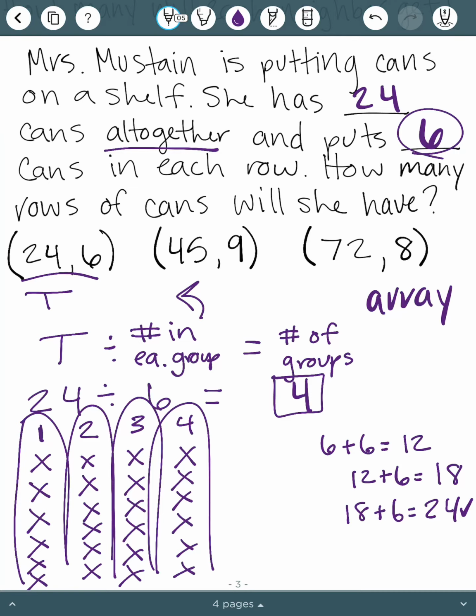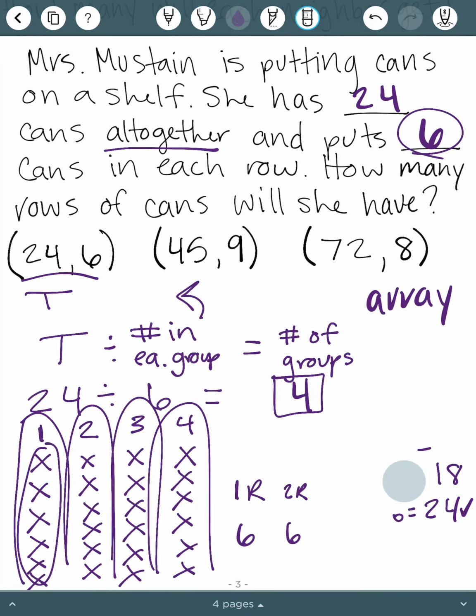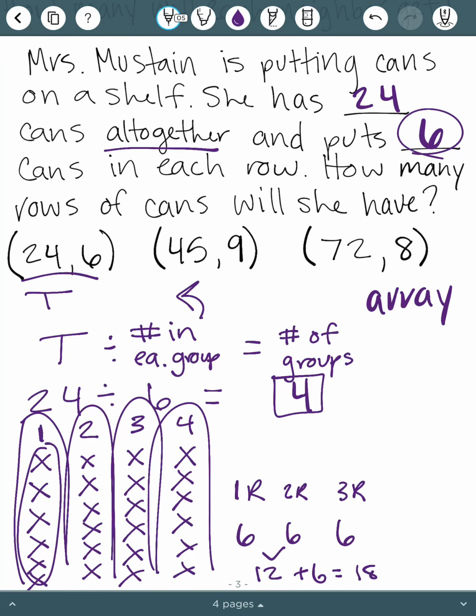I just like that way because we know for sure that 1 row is going to be made up of 6. They can also just show it as a number. So I'm going to put 1 row, 1 R for row. We could do 6. 2 rows will be 6. I'll erase this. 3 rows would be 6. So they're saying, okay, we might be getting closer to 24. So 6 and 6 is 12, plus 6 equals 18. Okay, one more row, or we can have another row. 6 plus 6 equals 24.